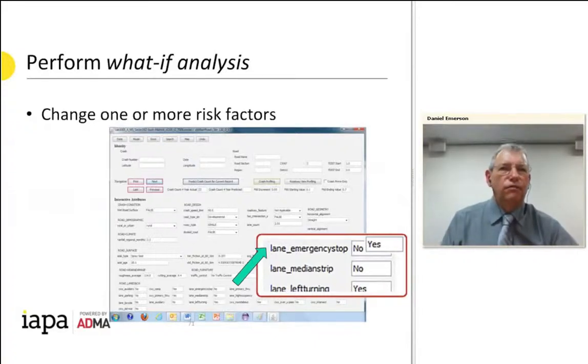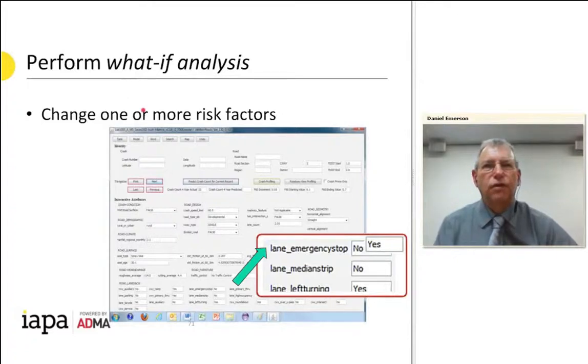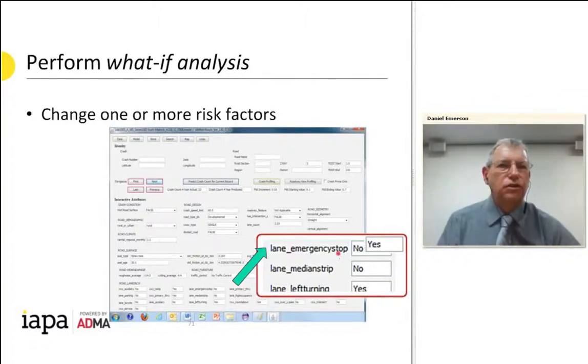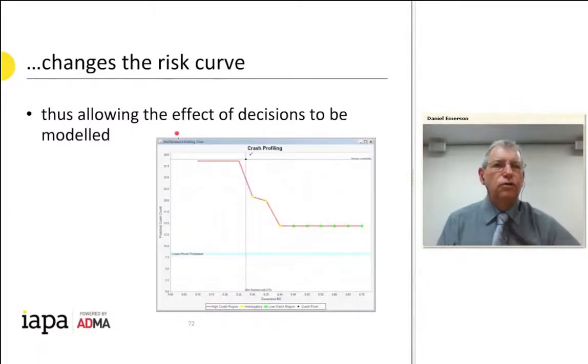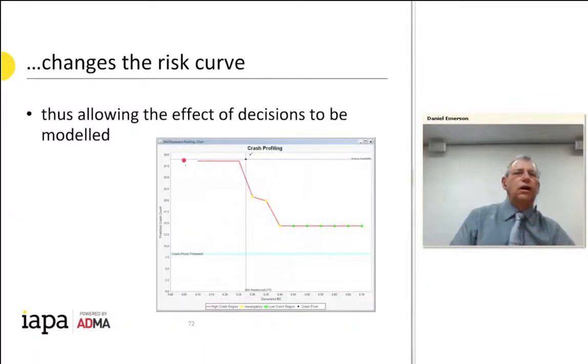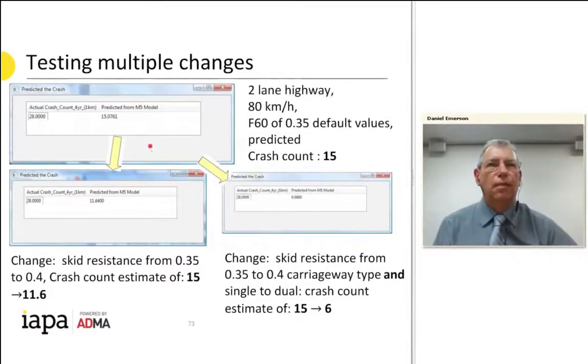We can apply a number of effects in this particular one. Really not a good example, because for an actual crash of 28, it's predicting 15. But by having skid resistance only, the 15 reduces to 11.6, and by changing the carriageway type from single to dual, the crash count actually reduces further to 6.